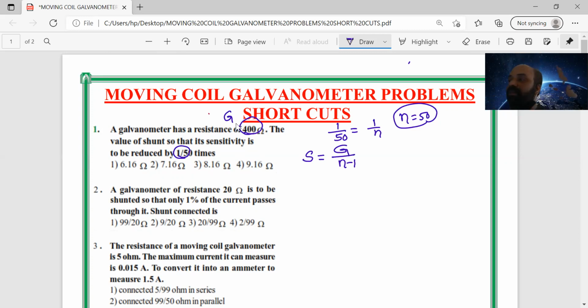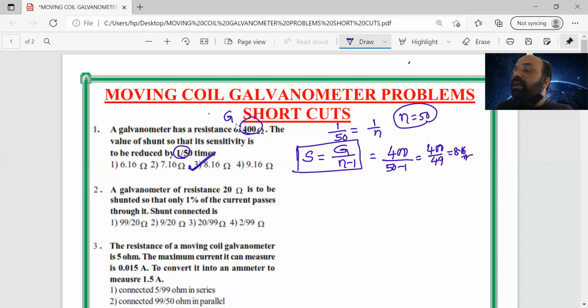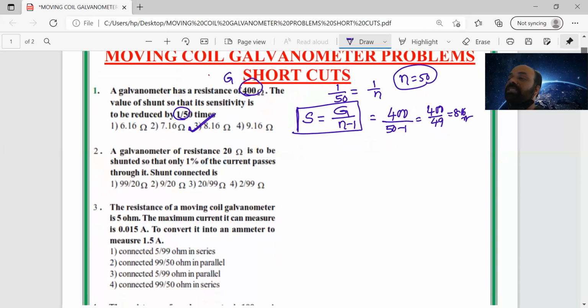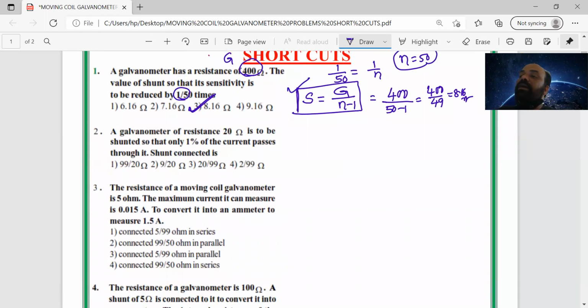G value here is 400, by n minus 1. N is 50, so 50 minus 1. So this is 400 by 49, which is approximately 8.16 ohm. So this is the shortcut. Whenever they give a galvanometer resistance and ask for the shunt resistance value, we can use this formula as a shortcut. Okay guys, now coming to the second problem.